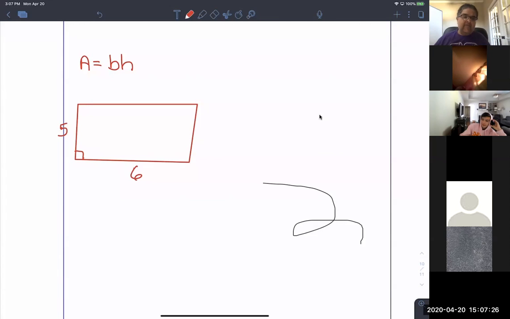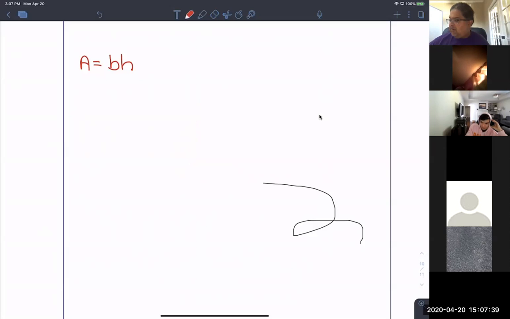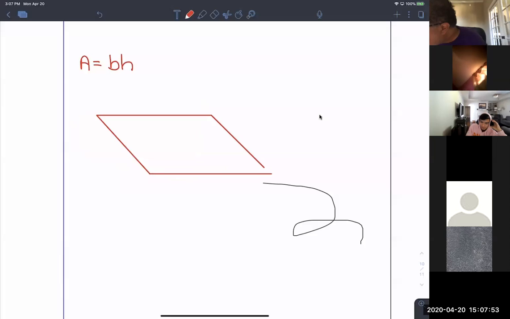Okay. The area of this would be 30. I know it doesn't look like a rectangle, but I'm drawing really fast, right? But not all parallelograms are rectangles, and we've had this discussion before. Most parallelograms actually look something like this. Okay. Now, let's put some numbers on the board here. 4 and say 6. Okay. 4 and 6.